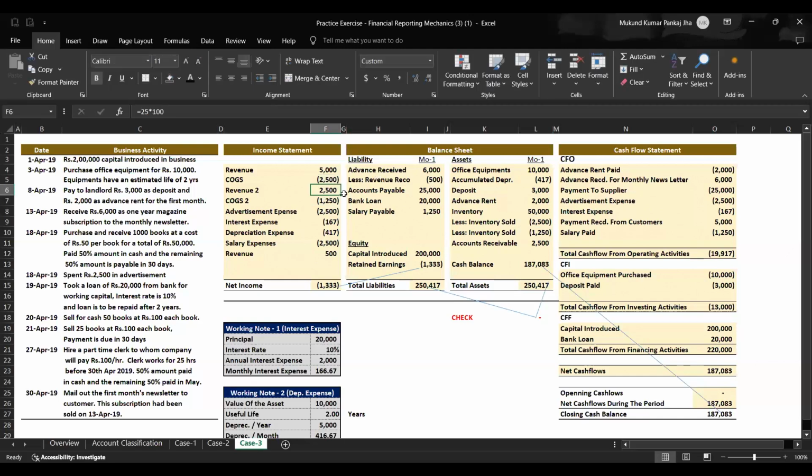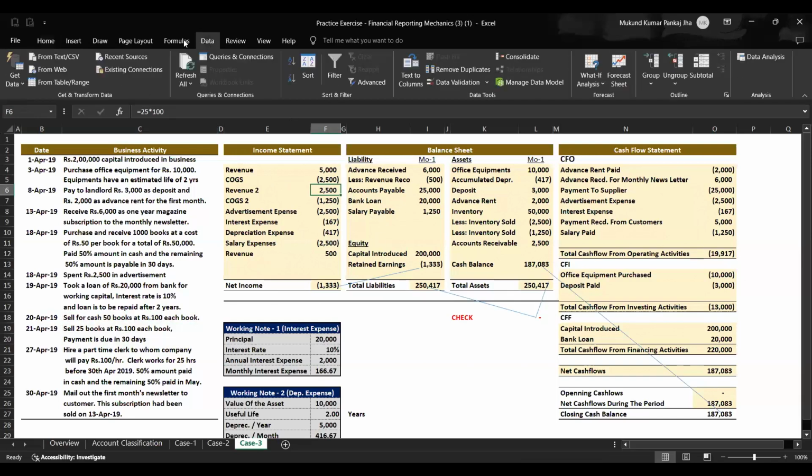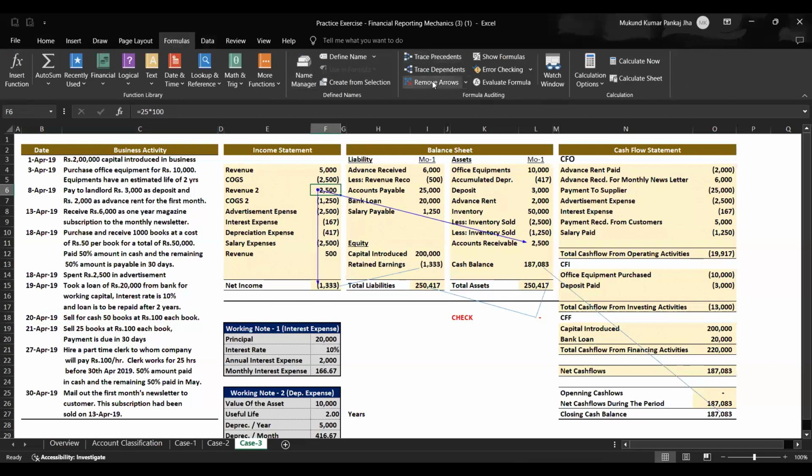Perfect. Similarly, revenue 2, if it is very much the same for 20th April and 21st April, the entries are very much the same. It's just that 2,500 over here is coming for accounts receivable because the payment is due in the next 30 days. The customer is going to pay me in the next 30 days. That is why this 2,500 is coming in accounts receivable and not in the cash flow statement. And that is the only difference. Rest everything is the same.